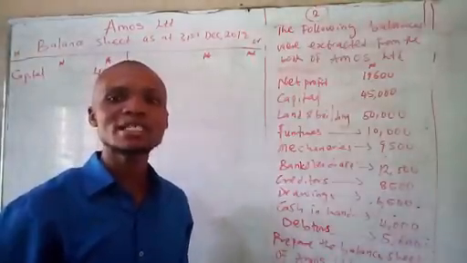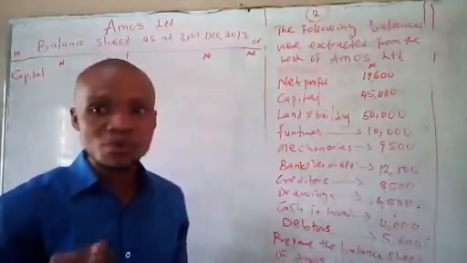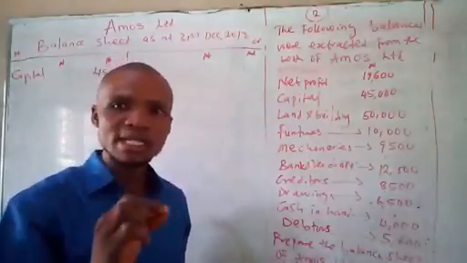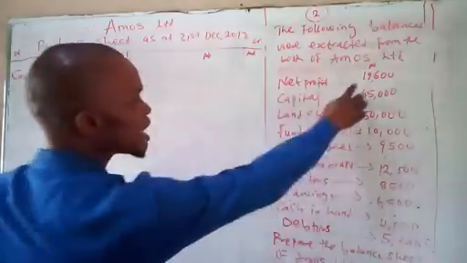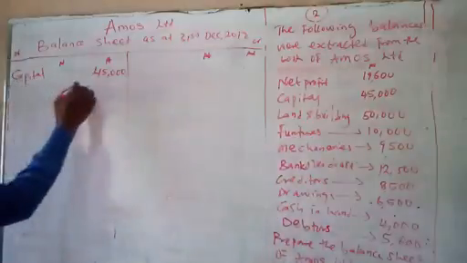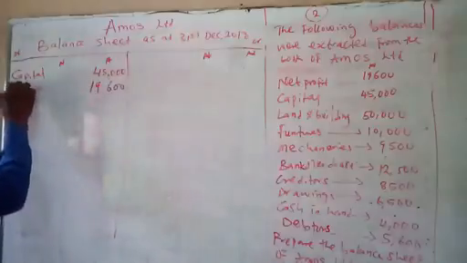After the capital base, at the end of the year, it is expected that the capital base of the business will experience an increase. Such an increase is termed net profit. Then you add your net profit. And what's our net profit? 19,600. Net profit.